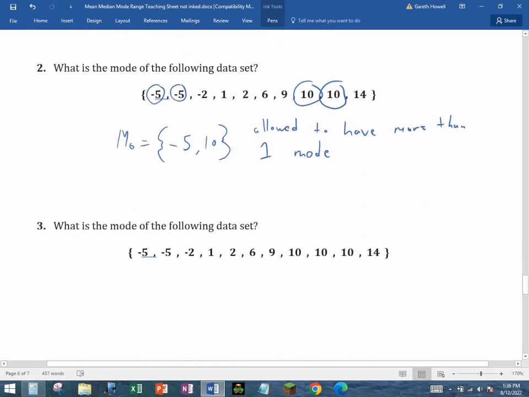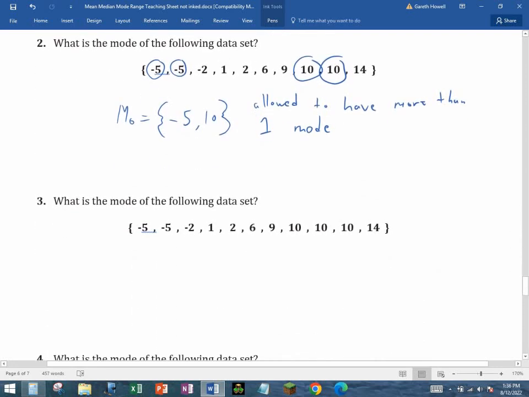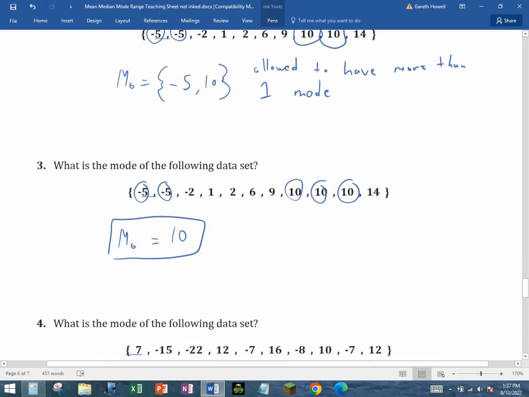Okay, let's do another one. The mode, let's see, I have a -5 and I have a -5. No other -2. No 1, 2, 6, 9. I have a 10, a 10, and a 10, and a 14. Now you might think, oh, you know what, I could write -5 and 10. They both appear. But no, there's only one mode in this case. There's only one number that appears 3 times, the 10. The -5 only appears twice. So there's only one mode for this one.